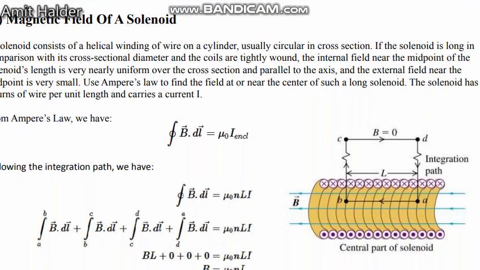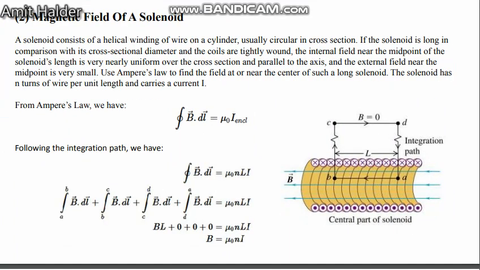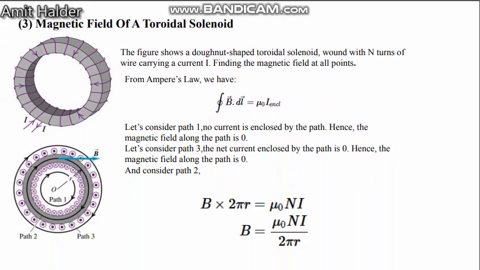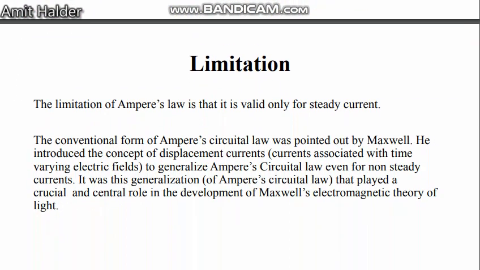So that is how to find the magnetic field inside a long cylindrical conductor. If you just want to find the magnetic field of a solenoid, you can also use this equation. You can also find the equation for it too. Okay, for the central part of a solenoid, all the things will be adjoining, and you get this equation at last. And also the magnetic field of a toroidal solenoid, and some limitations are also there.